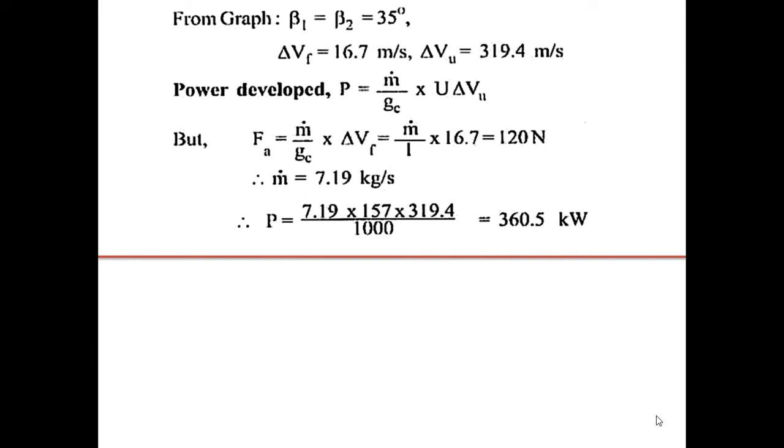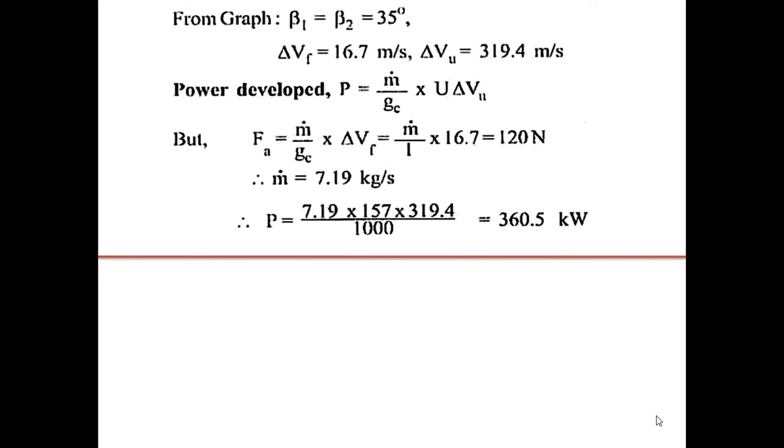You will get power developed by the shaft. So power developed by the shaft is 7.19 kg per second into 157, the tangential speed of the blade, into 319.4, the whirl velocity sum, VU sum of the given triangle, divided by 1000 for kilo. So the answer will be in kilowatt, 360.5 kilowatt.